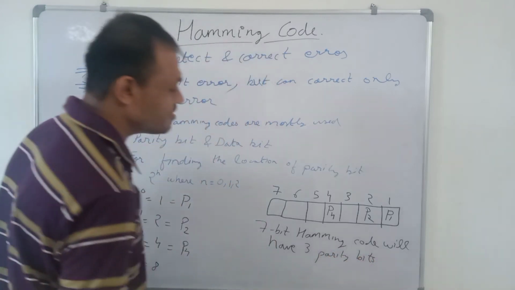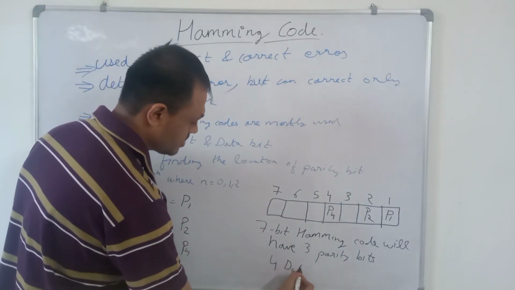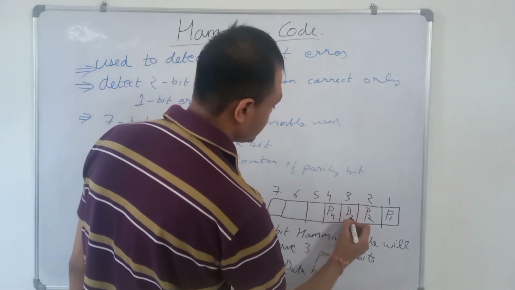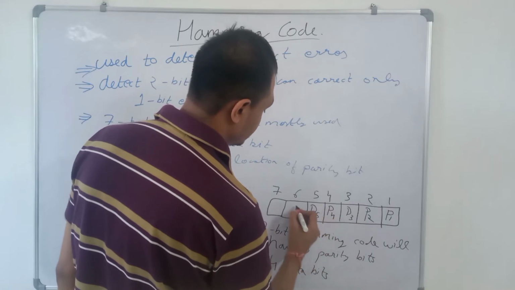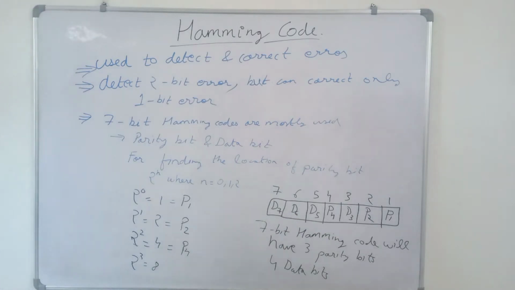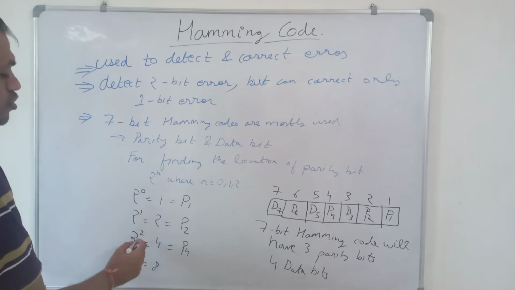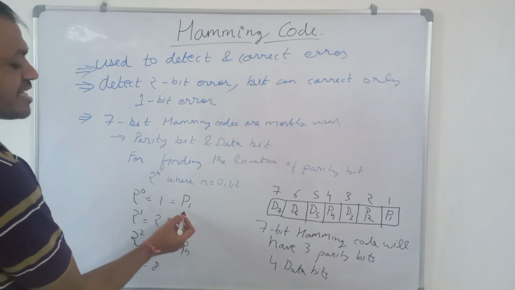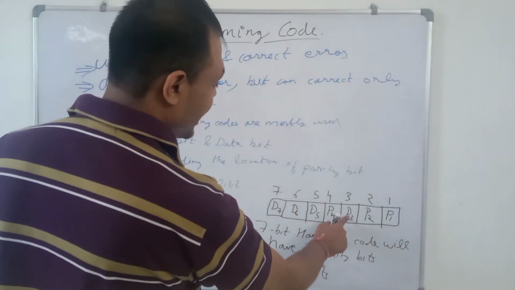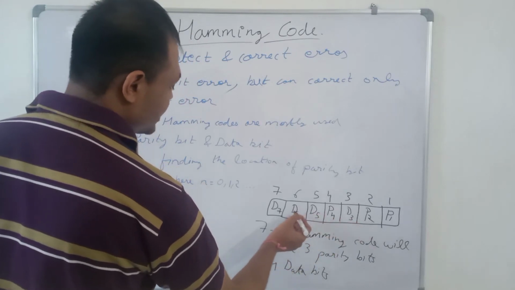So there are 3 parity bits and a total of 7 positions, so there will be 4 data bits: D3, D5, D6 and D7. A 7-bit Hamming code has 3 parity bits because 2 to the power 0 is 1, 2 to the power 1 is 2, 2 to the power 2 is 4. So parity bits are at the first, second and fourth positions, and the remaining positions are occupied by data bits. So data bits are at positions 3, 5, 6 and 7.